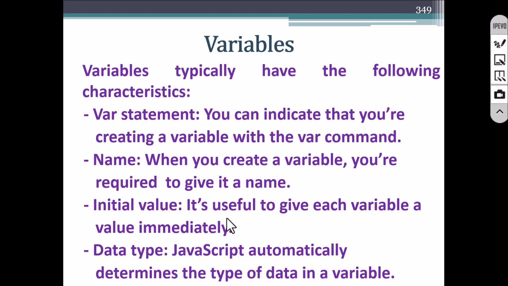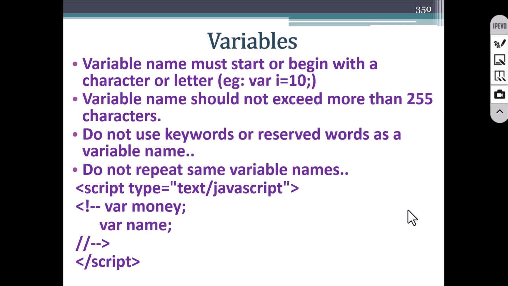So JavaScript automatically determines the type of data in a variable. This depends on the value of the variable. This is an example of it. Variable name must start or begin with a character or a letter. So var, I'm taking a single character variable name here, i, and then I'm assigning a value 10, which means i is an integer.